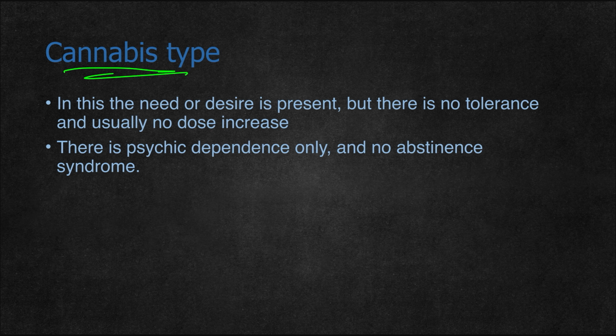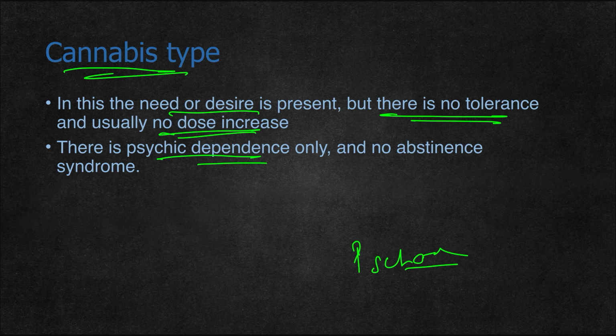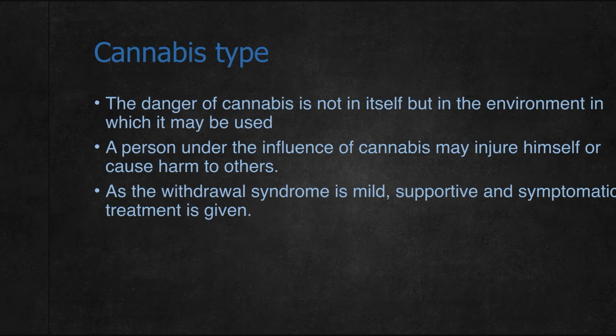Next is the cannabis type of dependency. In this type, the need or desire is present, but there is no tolerance and usually no dose increase is required. Cannabis doesn't form tolerance, and it only develops some form of psychological dependence. There is psychic dependence only and no abstinence syndrome is seen.